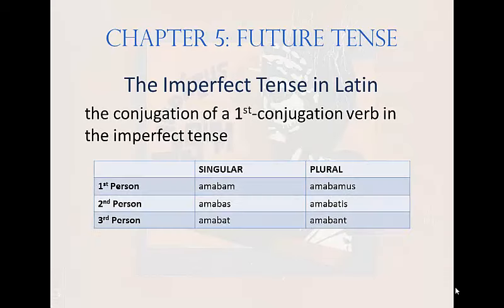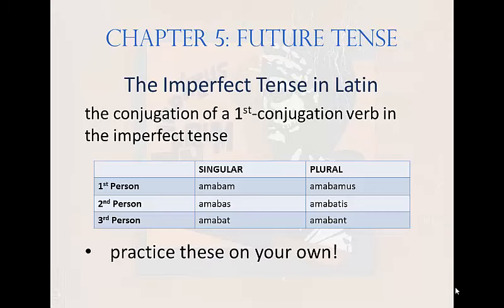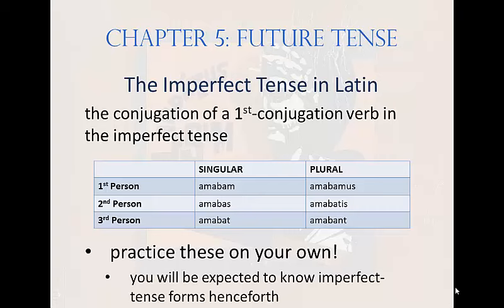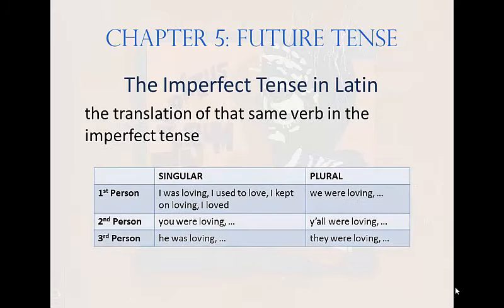And here's an example of a first conjugation verb in the imperfect tense: amabam, amabas, amabat, amabamus, amabatis, amabant. Be sure that you take some time to practice these on your own. Wheelock doesn't introduce the imperfect tense until chapter 15, and you're expected to know it from now on. And here is a translation of that same first conjugation verb in the imperfect tense. I was loving, I used to love, I kept on loving, I loved, you were loving, you used to love, and so on. I think you get the gist. If you don't, send me an email in Latin.